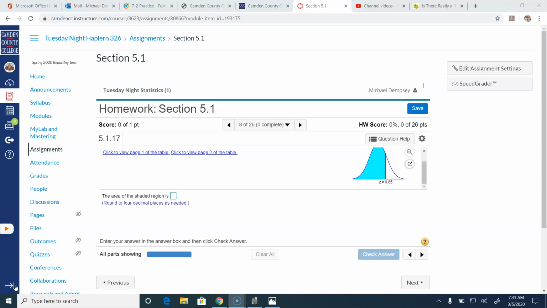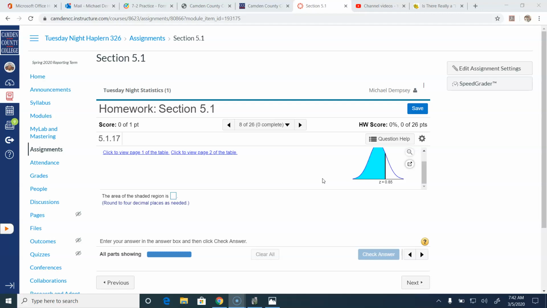Okay, going to look at some 5.1 problems here and how to use the calculator to find the areas under these normal curves. So in this first example, which comes right from our homework, we want to find the area below a z-score of 0.85. So z-score of 0.85, remember what that means.